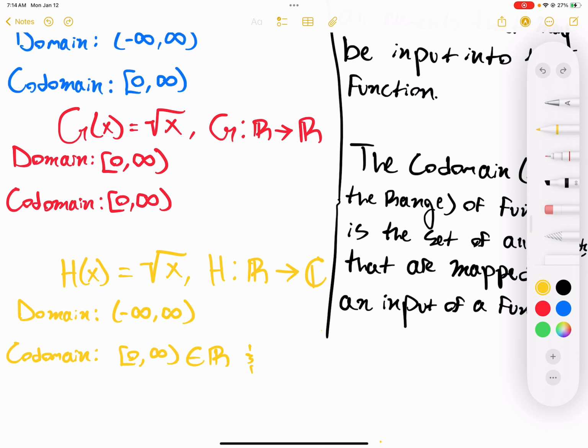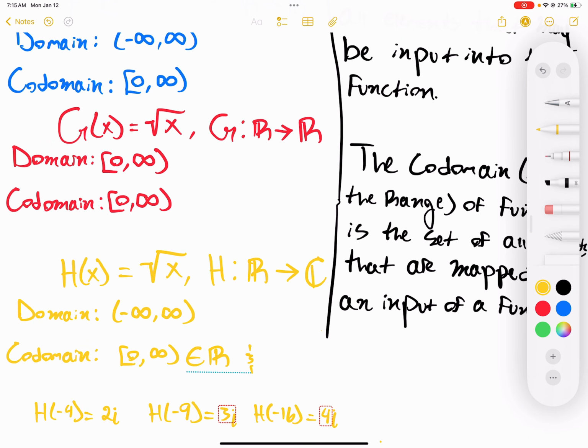But there's also another kind of output that we can get, and we get that output if we input a negative number. If I did h of -1, I would get i. If I did h of -4, I would get 2i. If I did h of -9, I would get 3i. If I did h of -16, I would get 4i. So you can kind of see a pattern forming here.